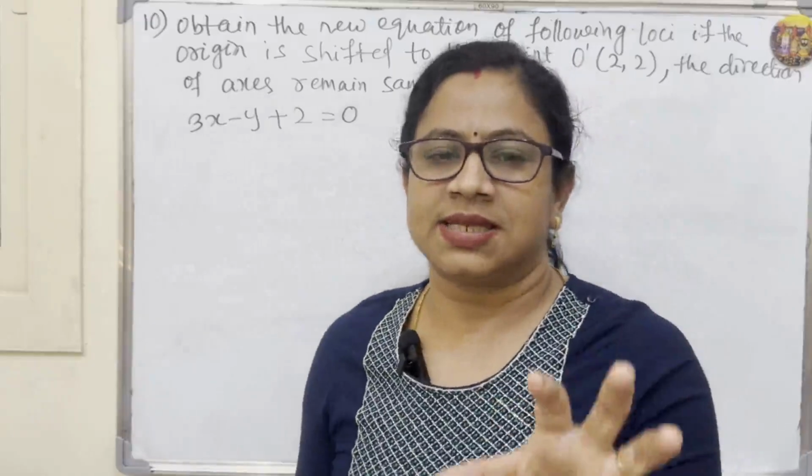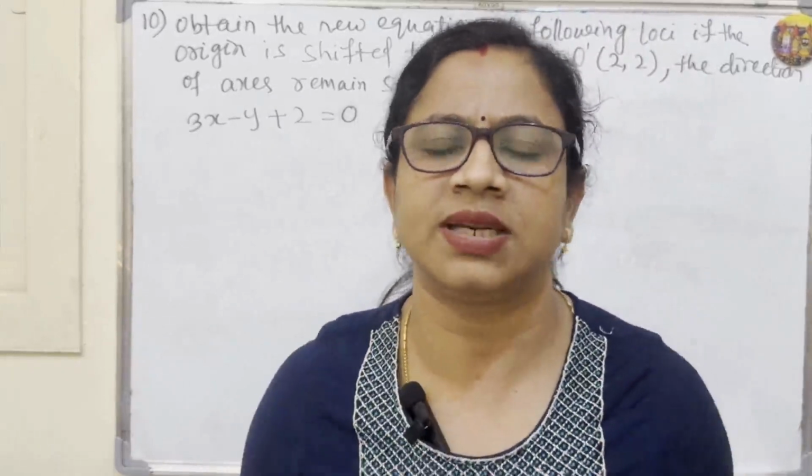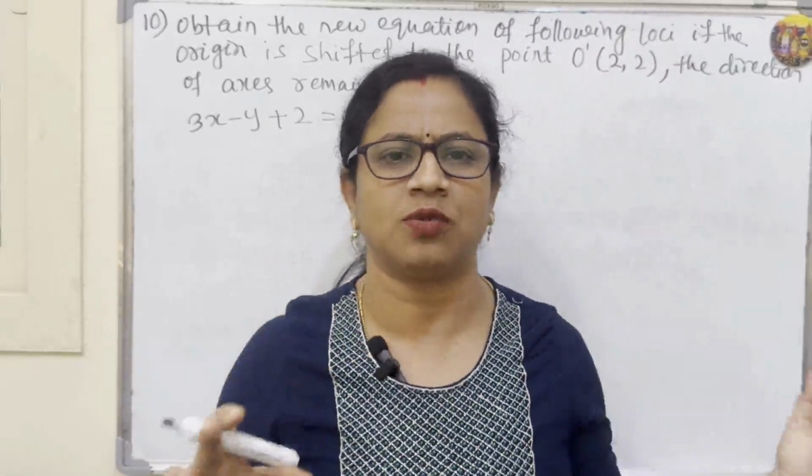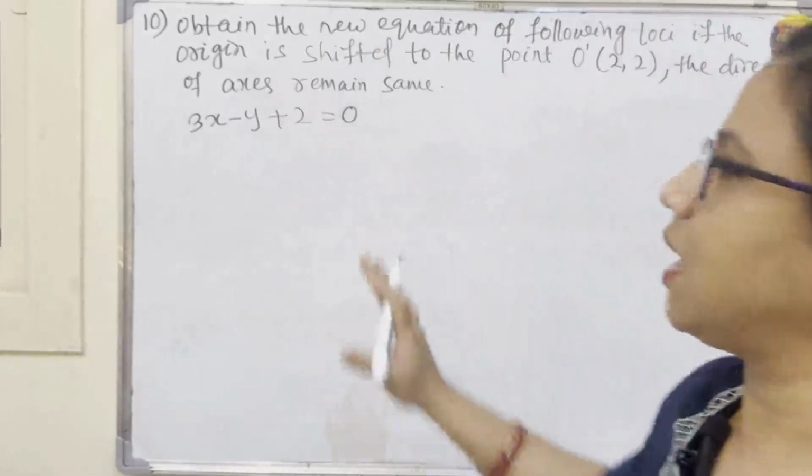So we have solved questions 7 and 8. Question 9 is not so difficult. You need to find the coordinates of the shifted origin. The same formula needs to be used. You need to find the value of H and K. Now coming to some different type of question.